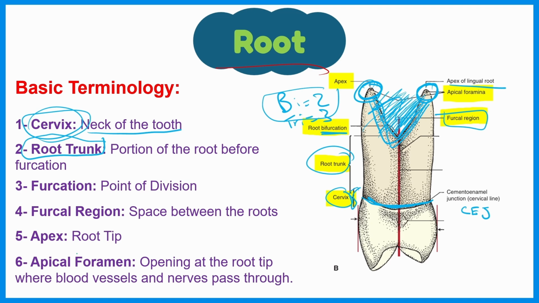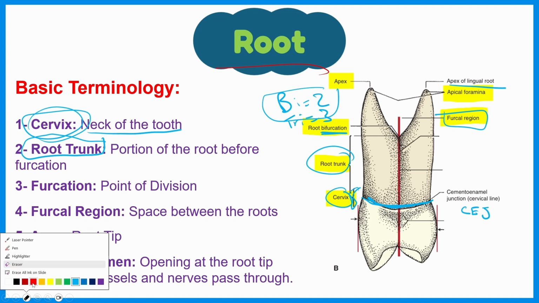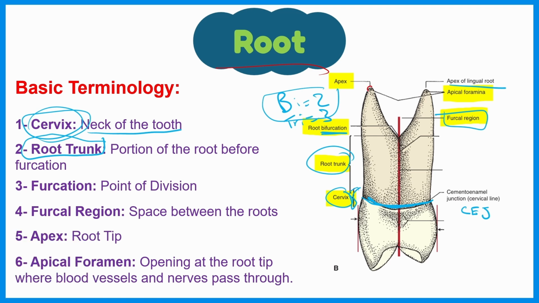Now in this apex, let me just go back to the eraser. We have something we call an apical foramen. It's not really clear, but this hole right over there. This is where blood vessels and nerves come in and innervate the tooth and supply the tooth with blood. So it's just an opening at the root. If we go back to the definition, it's an opening at the root tip where blood vessels and nerves pass through. So yeah, that should be it.